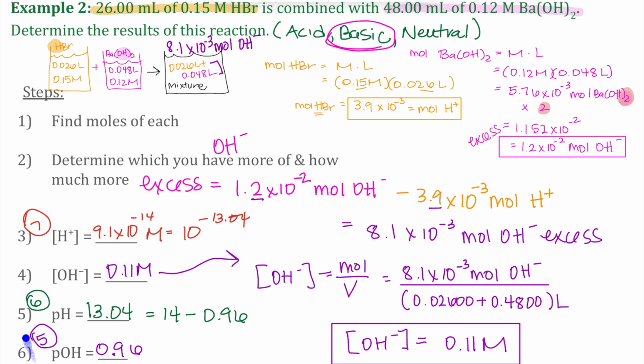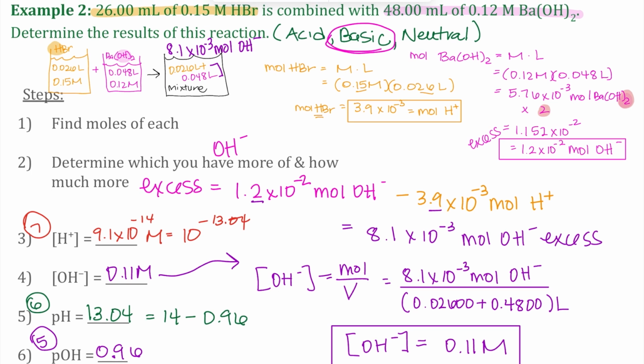Because we're dealing with these strong acids and bases, once we have the excess and can find the concentration of whatever we have in excess, we're just following those formulas through. And these pH formulas are all provided on your formula sheet.